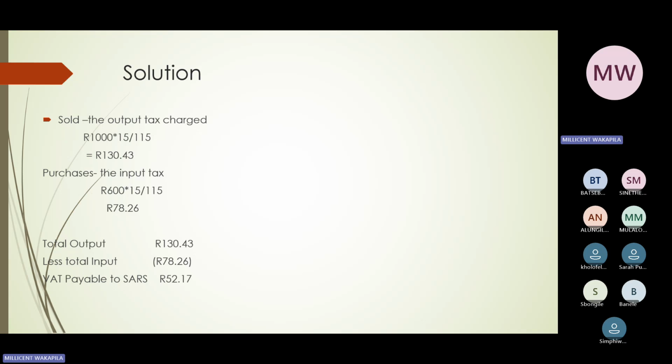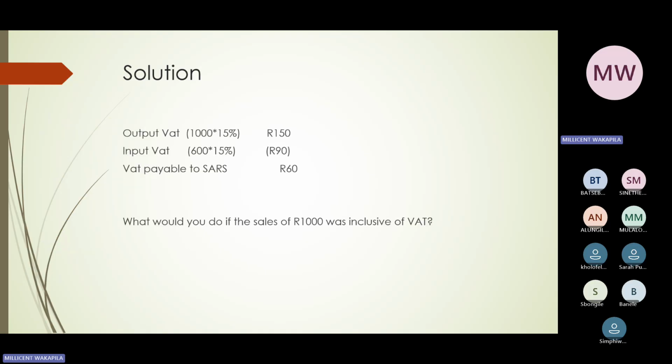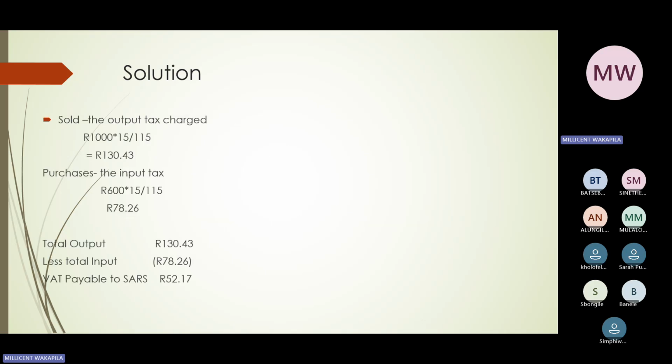Do you guys realize that in our previous slide we got 150 rand? Okay, here's the previous slide. We got 150 rand, right? And now the new calculation gives us 130.43. Do you guys realize that only missing the VAT fraction will give you a wrong answer? And trust me when I tell you guys, there is no principal mark, right?